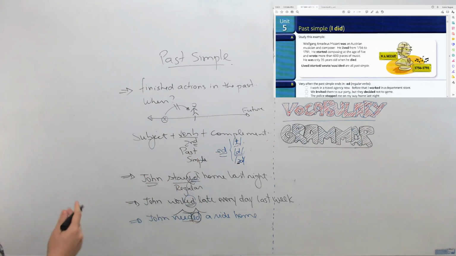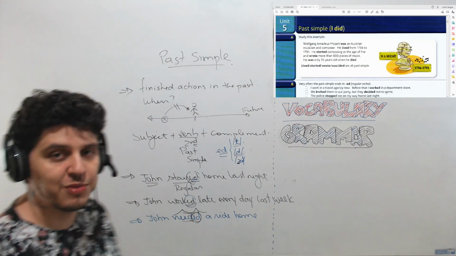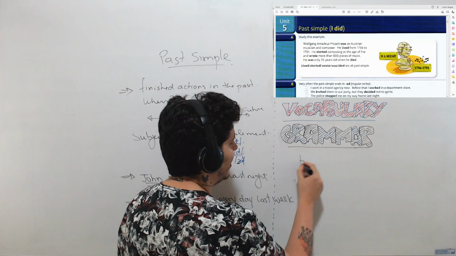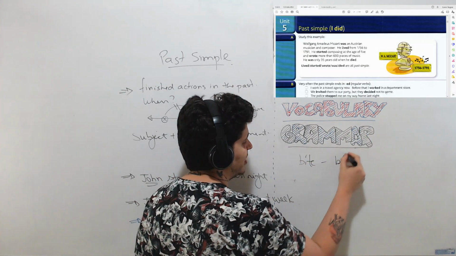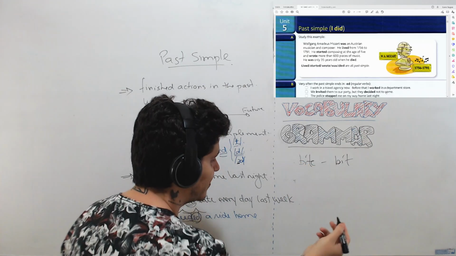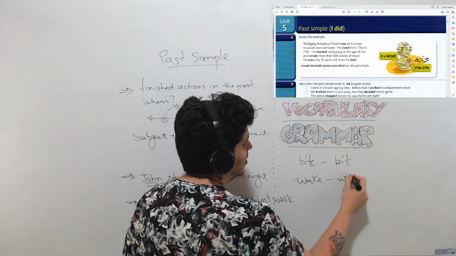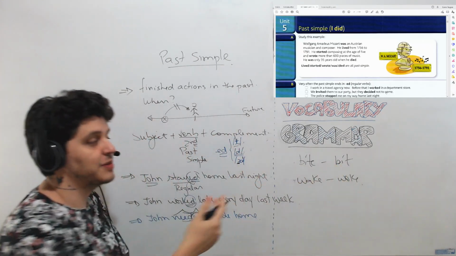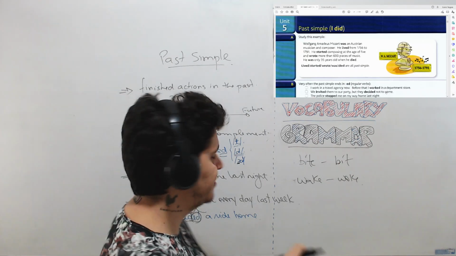And what about irregular verbs, teacher? Okay, irregular verbs are the ones you will have to memorize. For example, the verb bite, morder, whose past is bit. Or the verb wake, whose past is woke. So these are verbs that you really have to memorize, and we will work on the list later on.